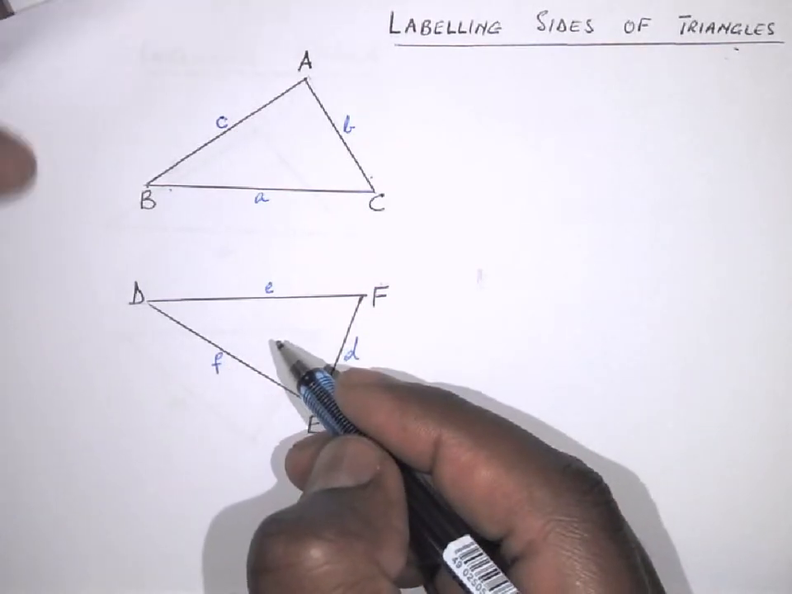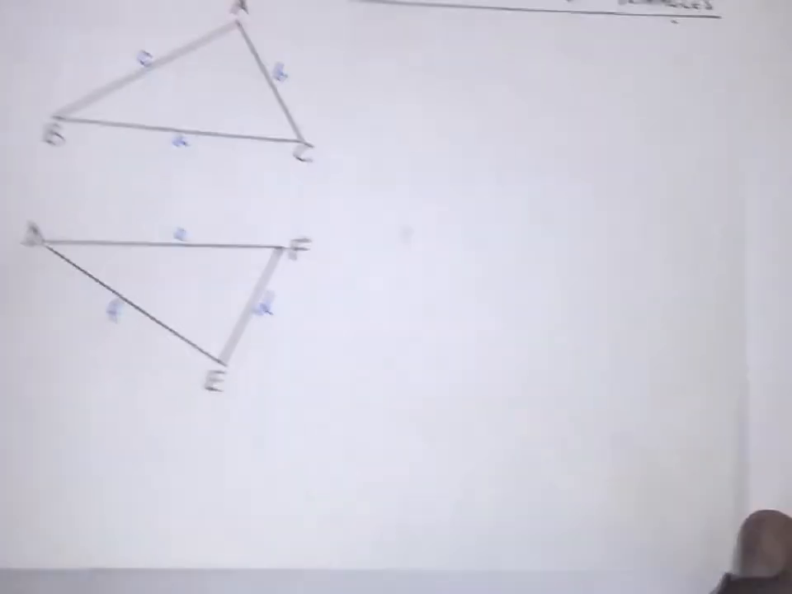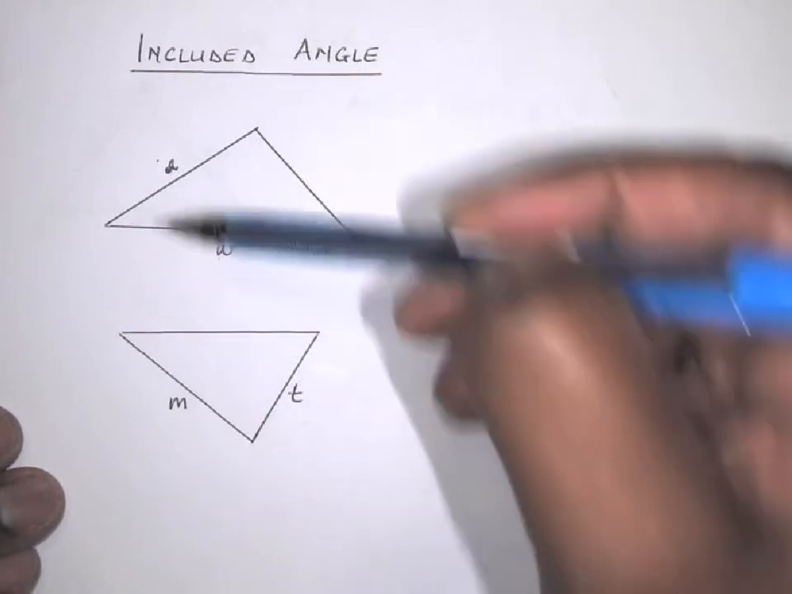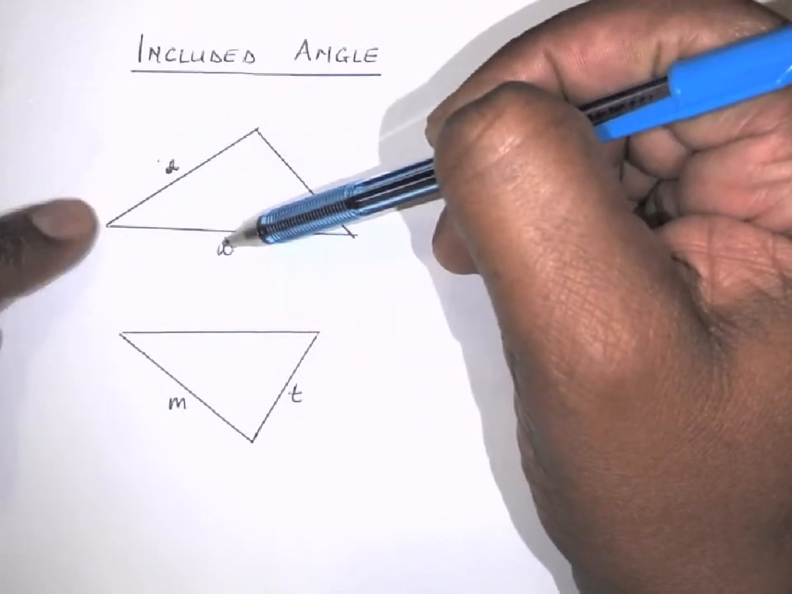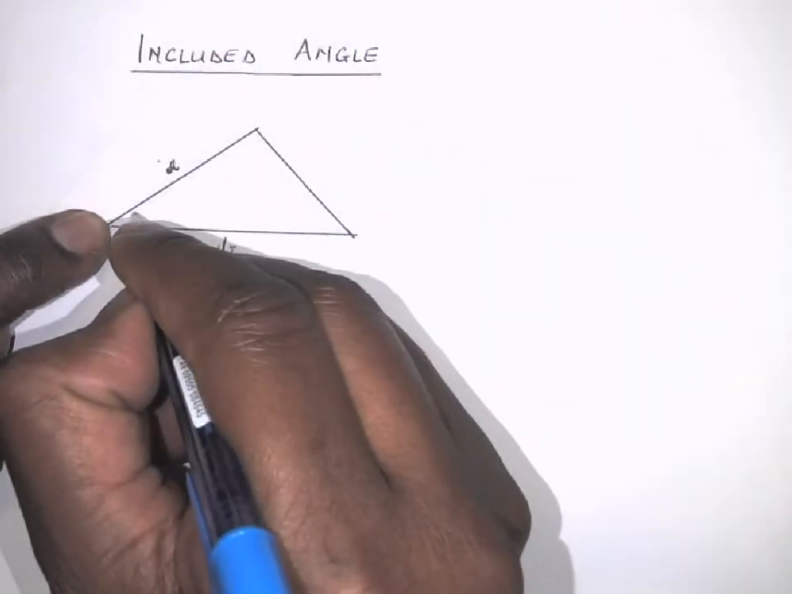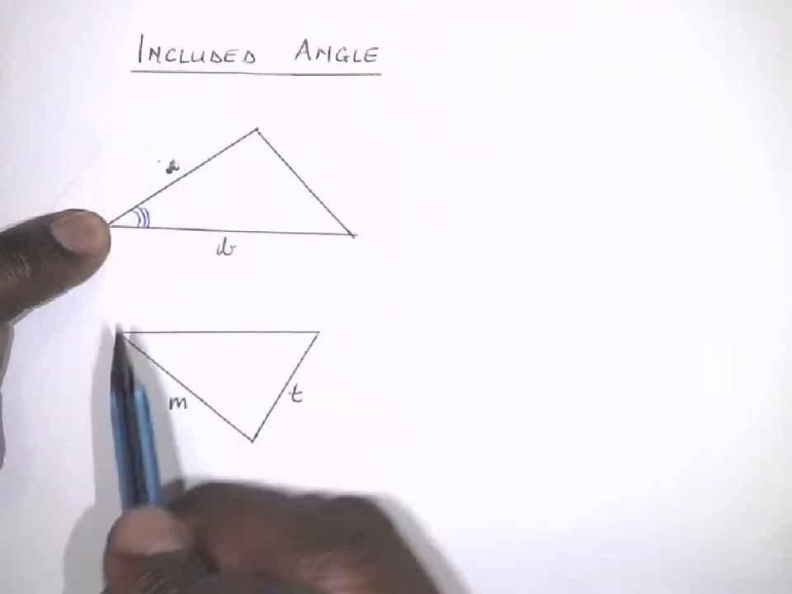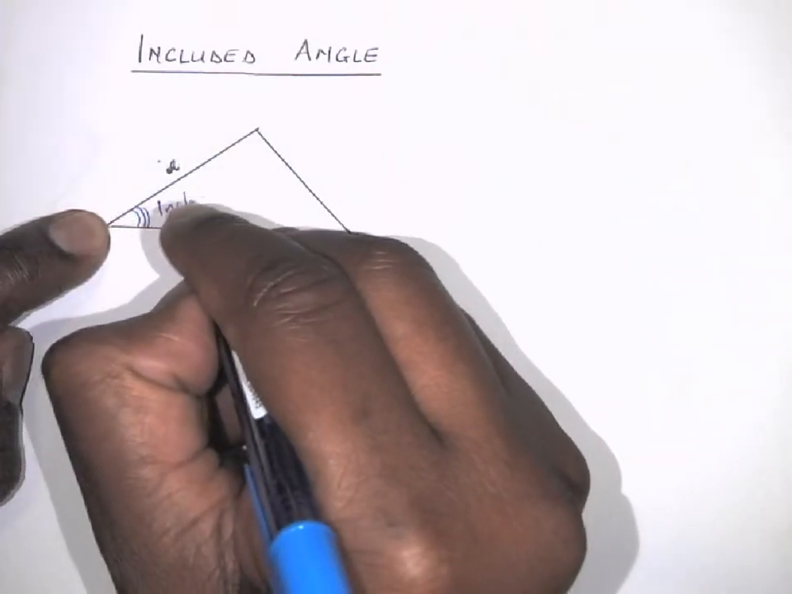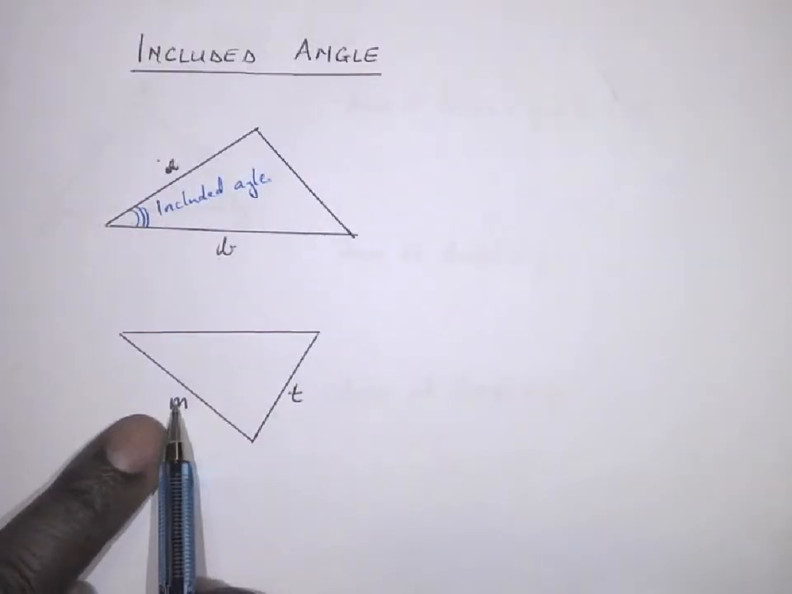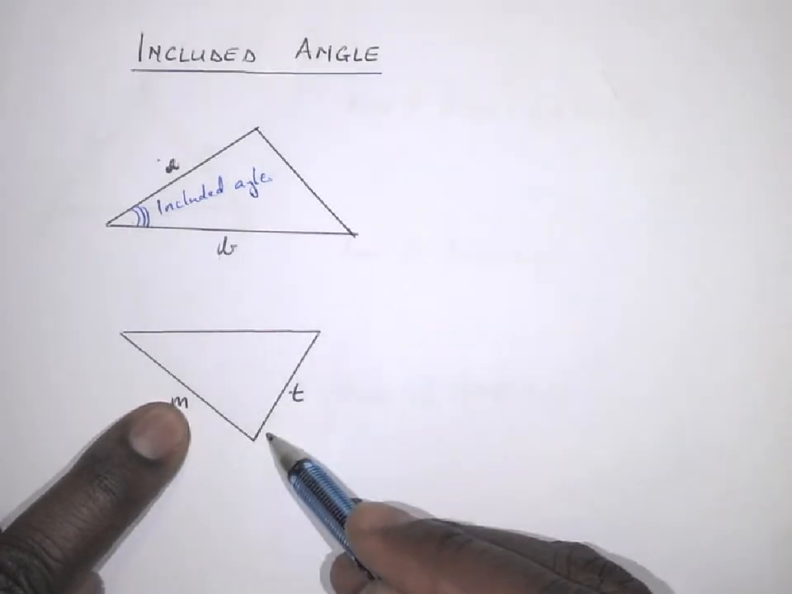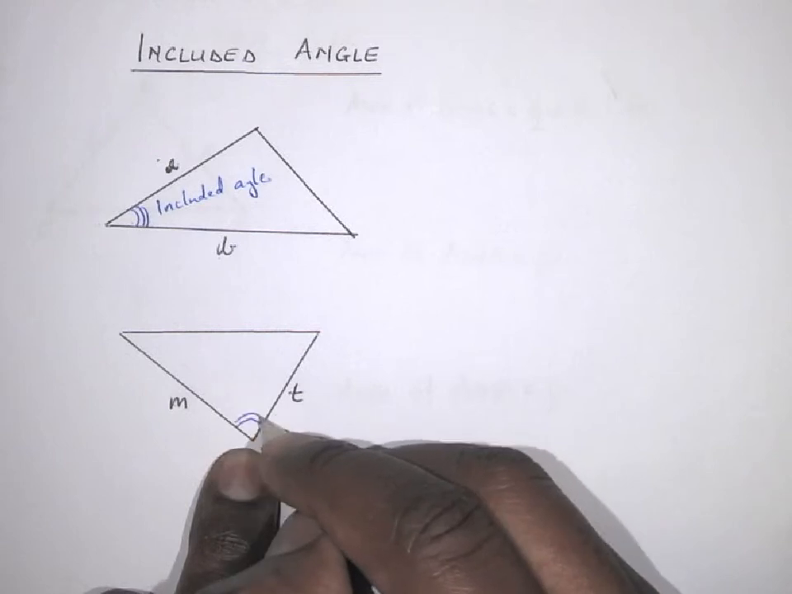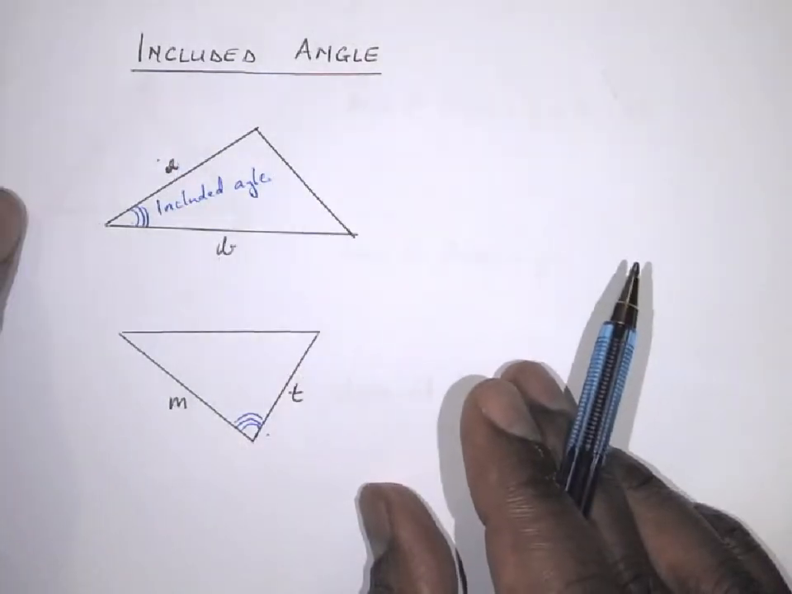Another thing that we need to know before we can start with area of a triangle is how to see an included angle. If you are talking about two sides in a triangle, this side and this side, they meet at this vertex over here. So the angle over here is called the included angle. So if this is a side that I'm talking about and this one, they meet at this vertex, this angle here, we call it an included angle.